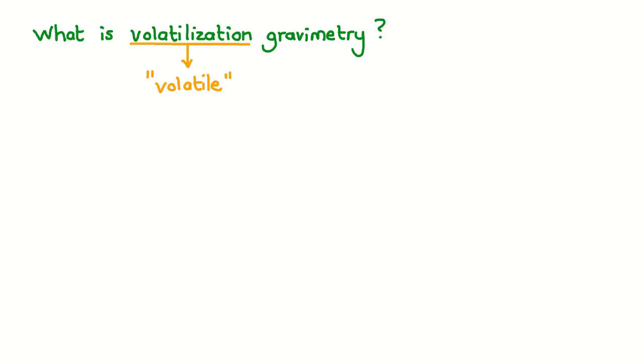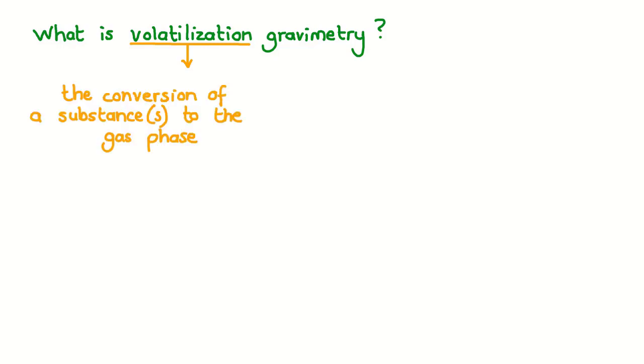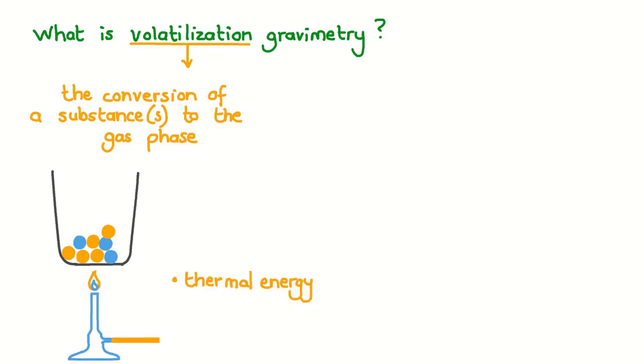Volatilization, which comes from the word volatile, means the conversion of a substance or substances to the gas phase. Typically, a sample, whether it be a compound or a mixture, is either heated or allowed to undergo a chemical reaction, and the volatile components are liberated and are thus separated from the remaining components of the sample.